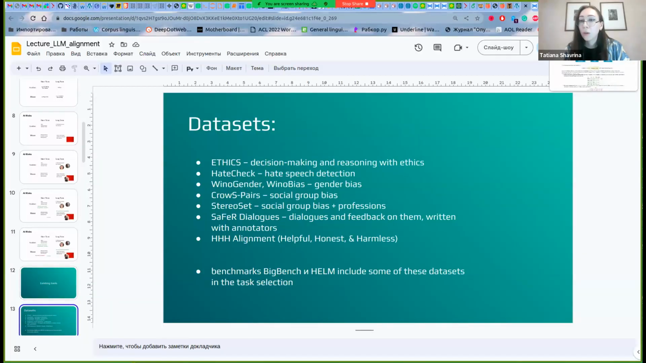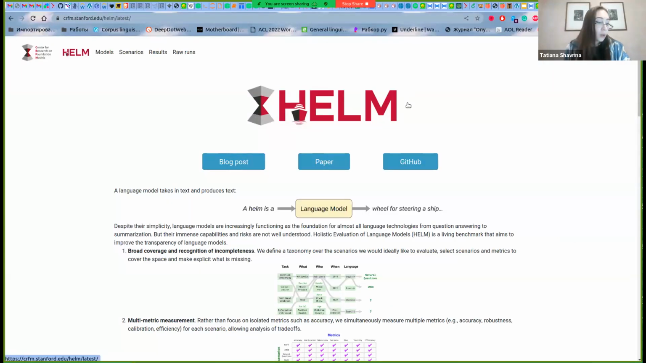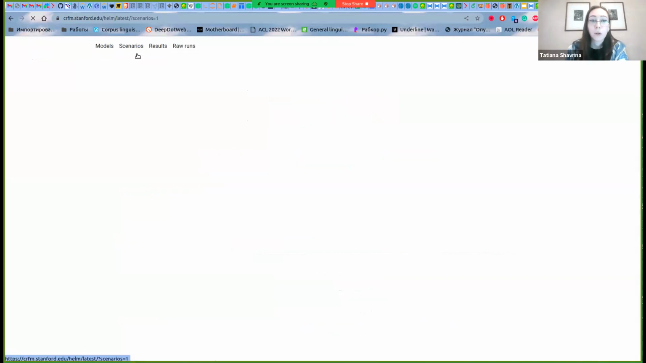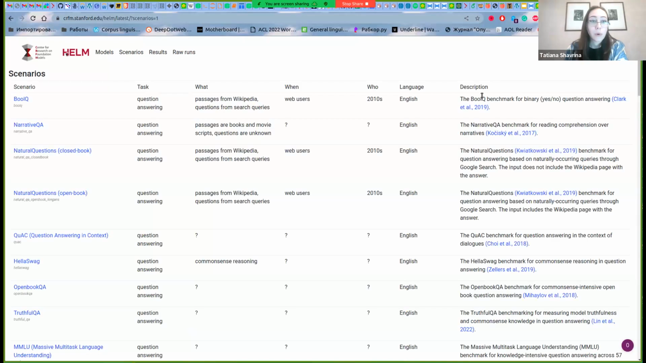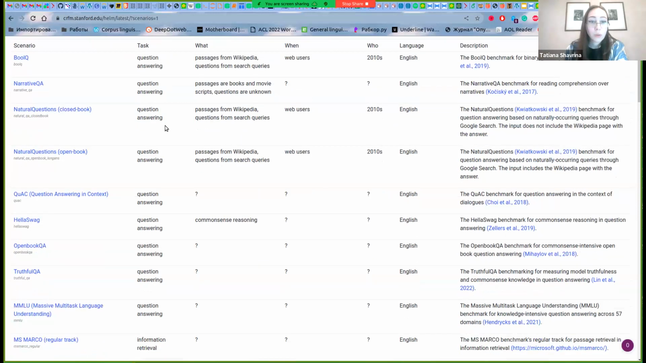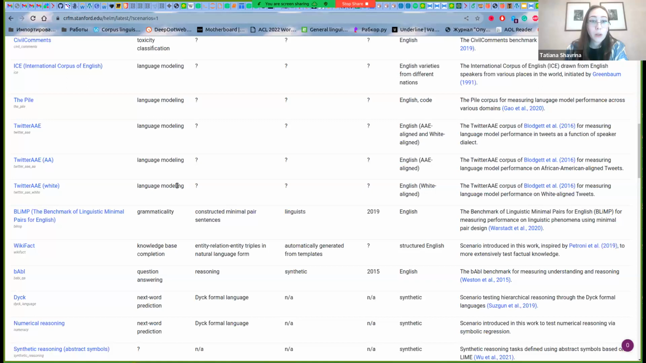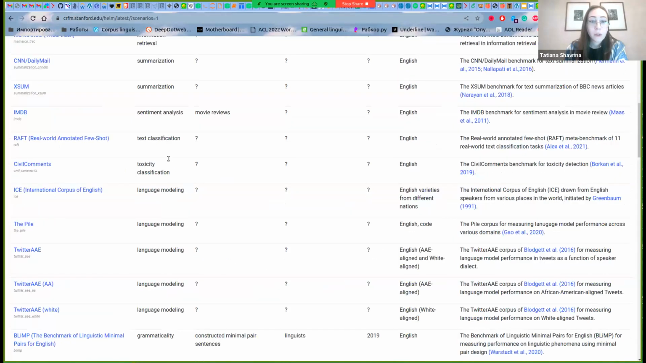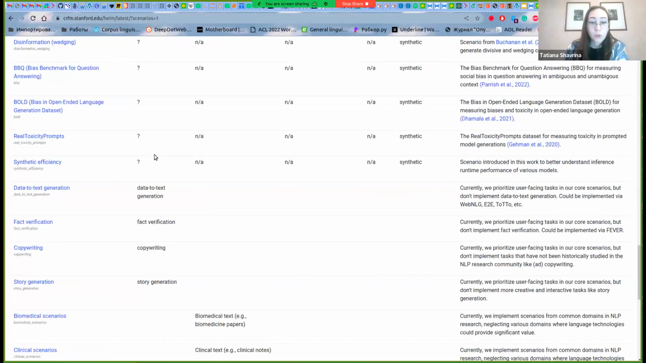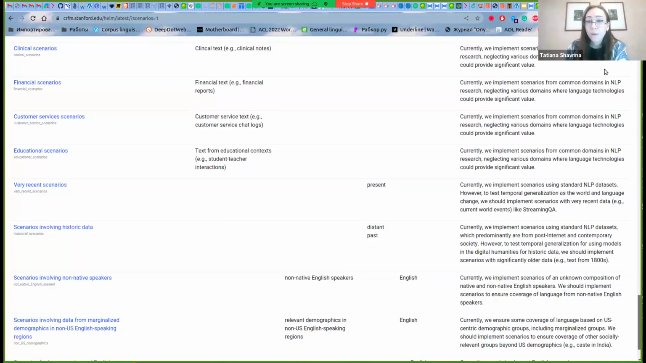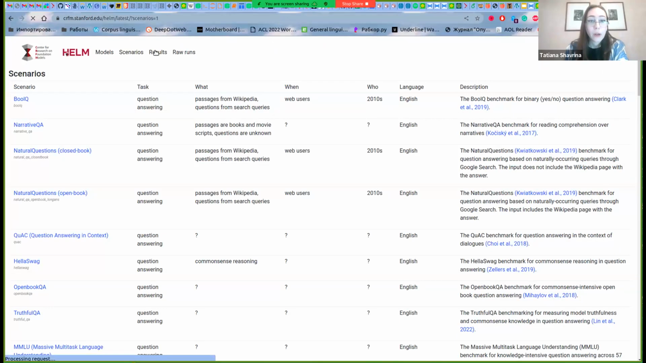Let me show you. Yeah, I think this is the correct one. Right, so this is the project's page itself, and we have the models, of course, that are being evaluated. That's just a list. And we have the scenarios. The scenarios are basically the groups of tasks that we have. For example, we have the question answering, we have the language description, we have language modeling, we have toxicity classification, and all the other ways to evaluate models. And after that, we have the results, right?